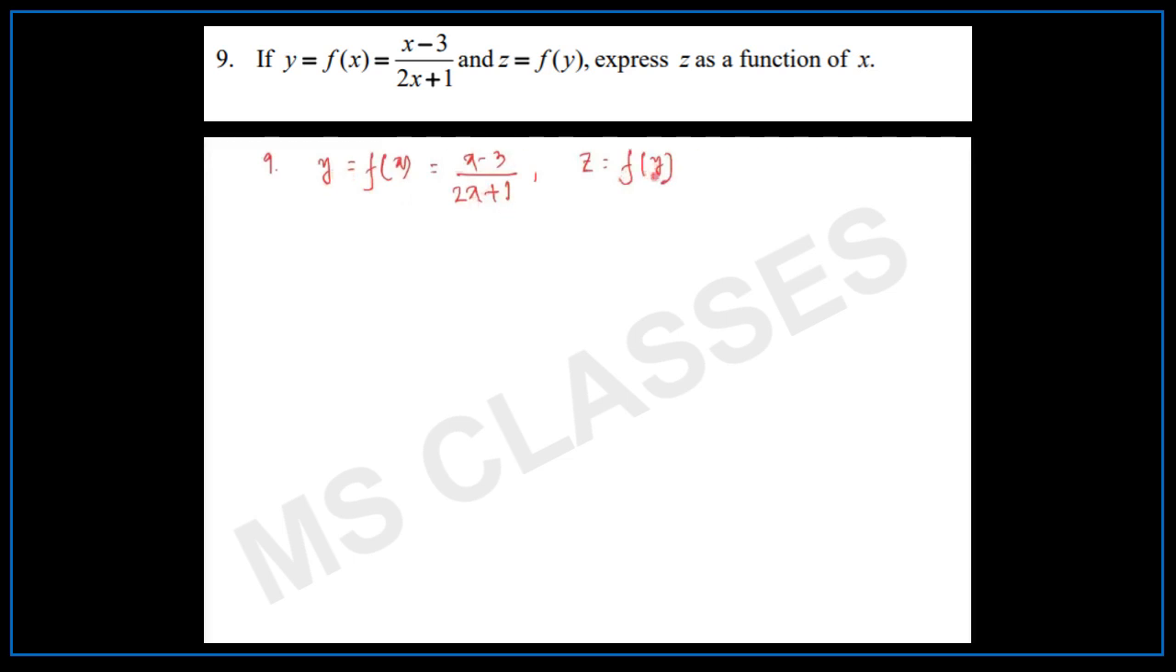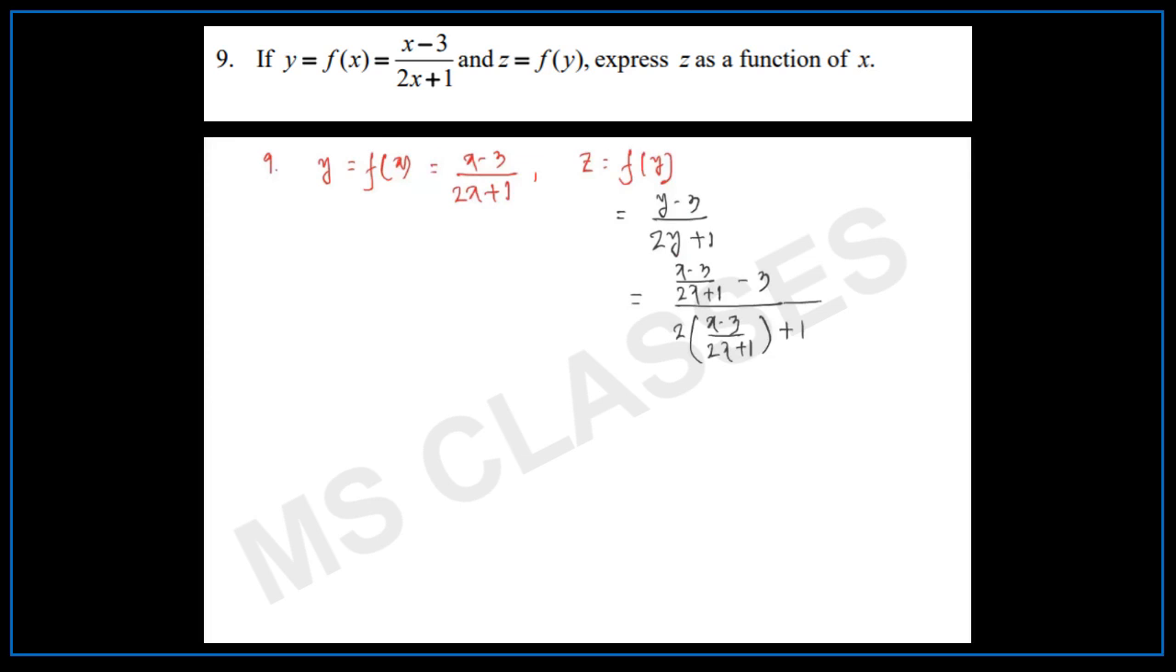f of y means what? x will be replaced by y. So if x is replaced by y, what we get? We get here... Now the value of y we know. Substitute this one. So this will be ((x minus 3) by (2x plus 1) minus 3) whole divided by (2 into (x minus 3) by (2x plus 1) plus 1).